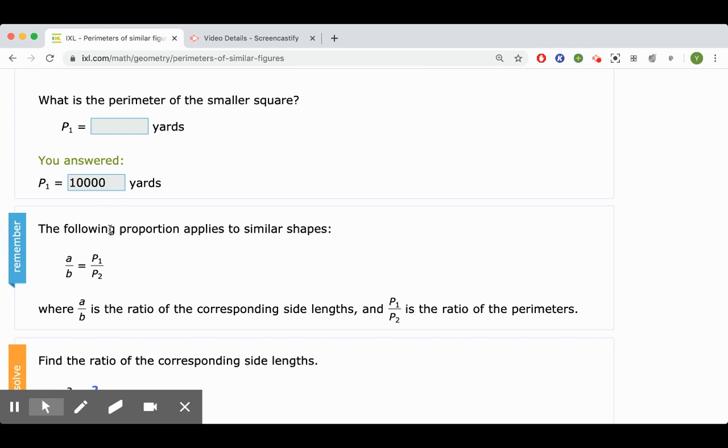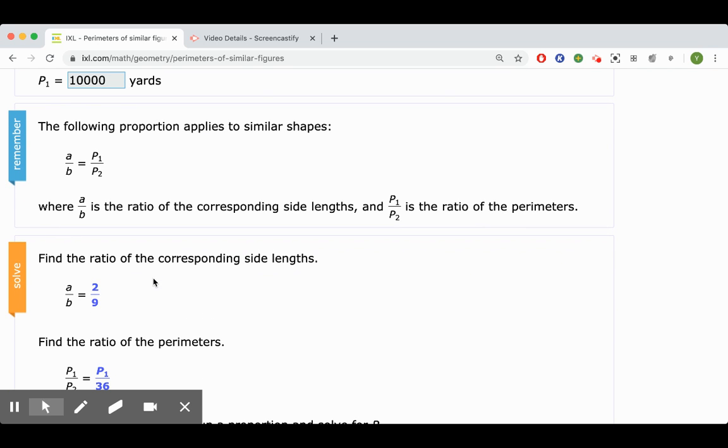The following proportion applies to similar shapes. A over B equals P sub 1 over P sub 2, where A over B is the ratio of the corresponding side lengths, and perimeter sub 1 over perimeter sub 2 is the ratio of the perimeters. So there's a proportion involved.